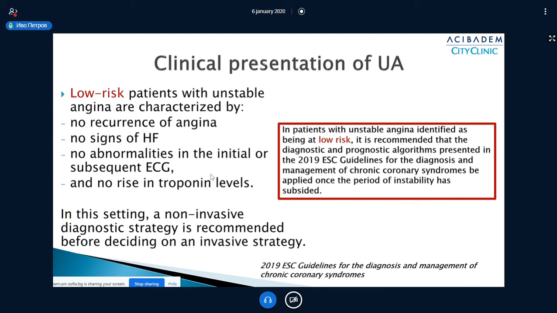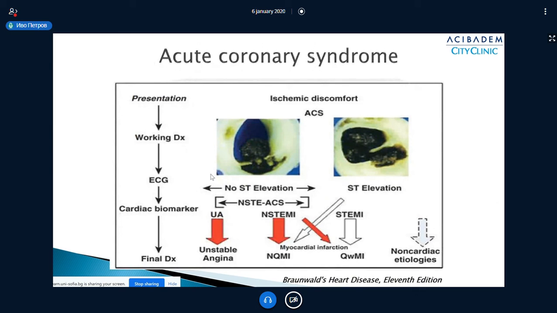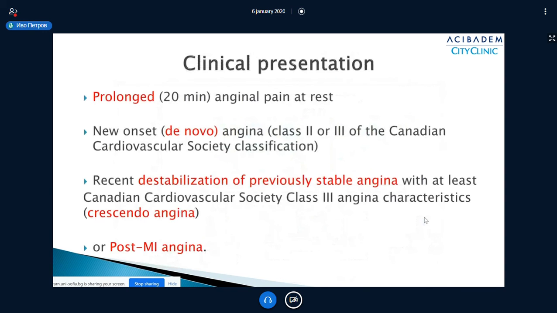So in this situation, we can allow ourselves not to send the patient immediately to coronary angio. We can allow an initial non-invasive strategy, and in case everything is stabilized, such patients can be left on conservative treatment. But in case the patient has very critical stenosis or temporary full thrombosis, like shown here on the slide, in this situation we are going to have more prolonged anginal pain.